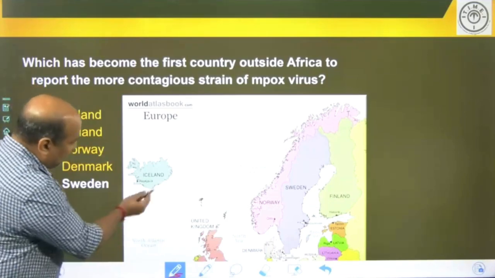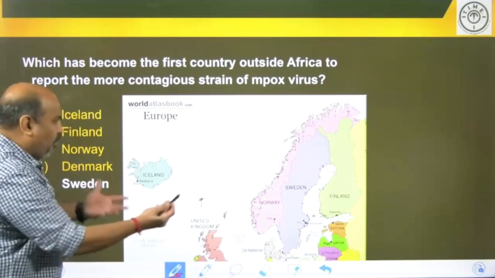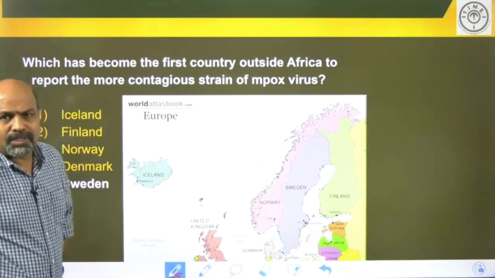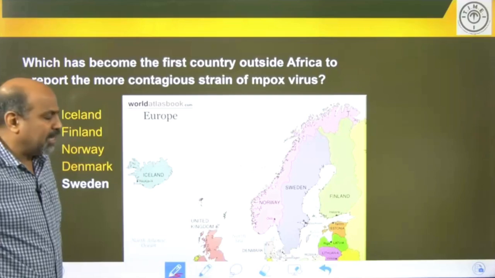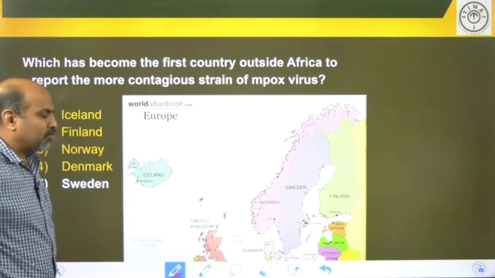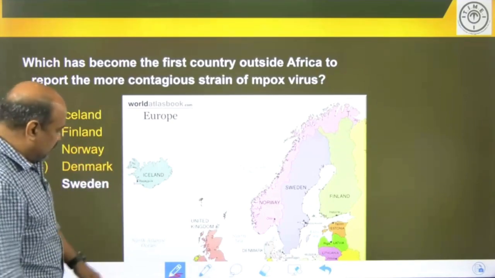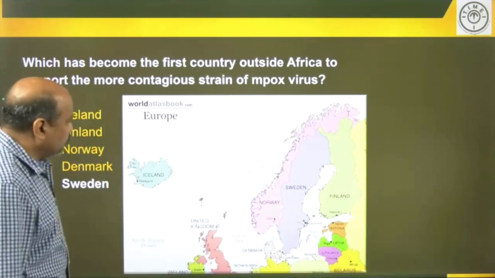This is Iceland. It's an island country and it's a pretty small country, about 1.05 lakh, or 1.06 lakh square kilometers, and the population is about 3.7 lakhs. So, pretty tiny place.